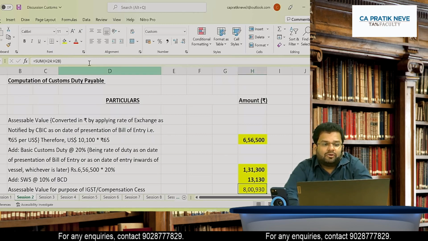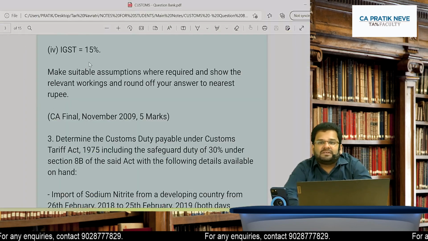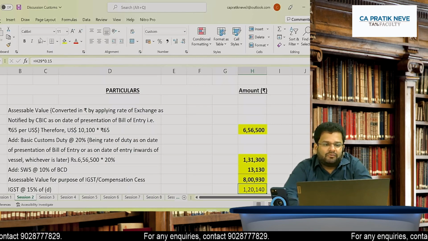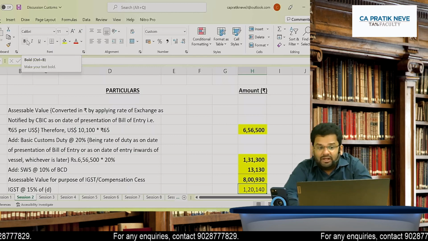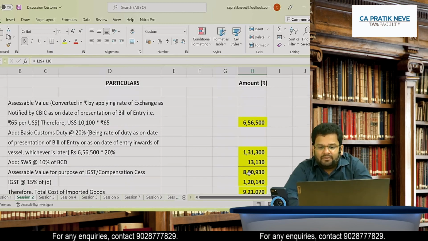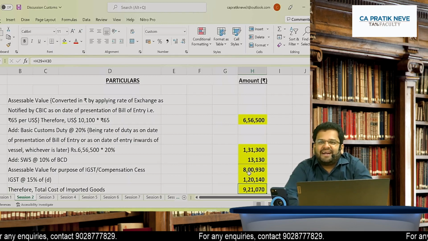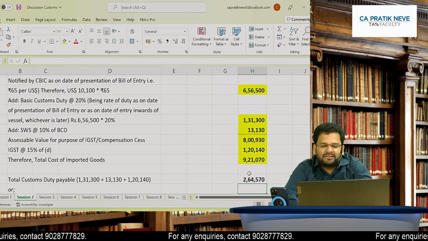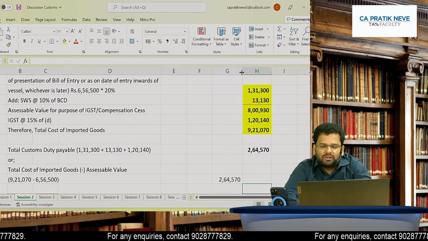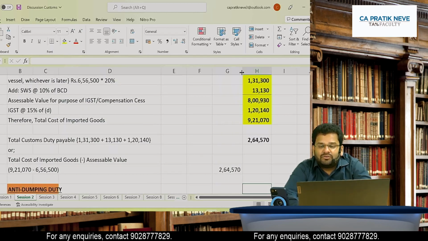On that, calculate IGST. It's given that IGST is at 15%. It's a bit odd, but it is at 15%. So calculate IGST at 15%. It will be 15% of that value which we have calculated. Now you will get the cost of imported goods, and now you can get total customs duties payable. Check whether you are getting total customs duties payable as 2,64,570.